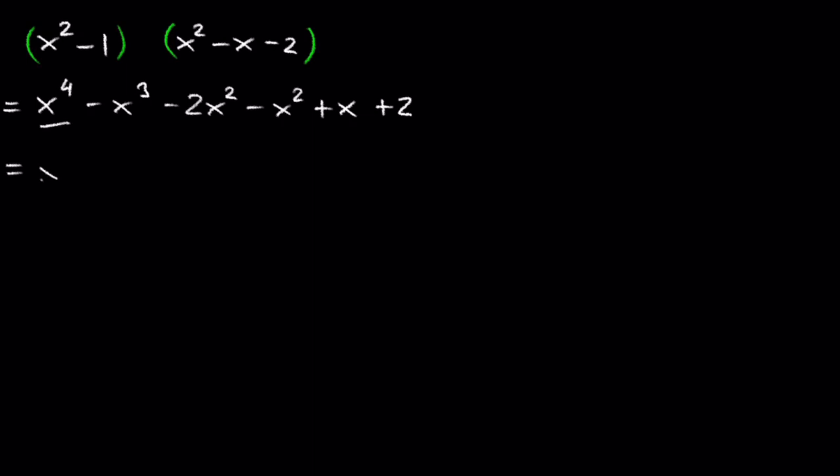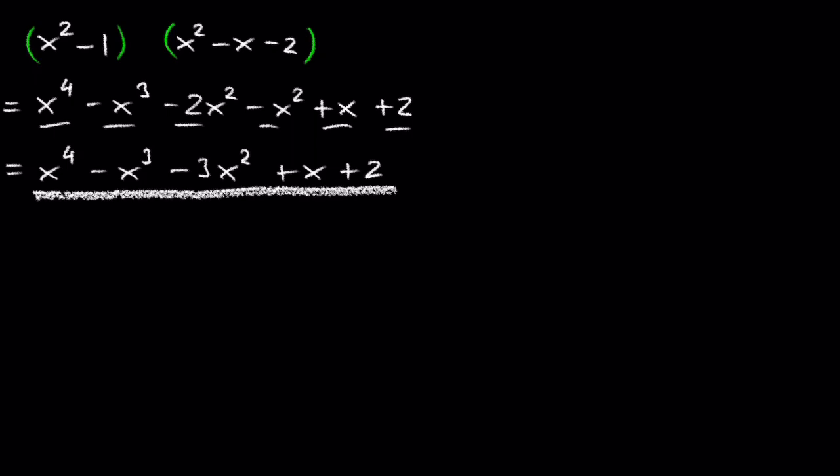So we get x to the fourth minus x cubed minus 3x squared plus x plus 2. Let's go one step further and multiply the trinomials. x squared plus x plus 1 and x squared plus 2x plus 2.